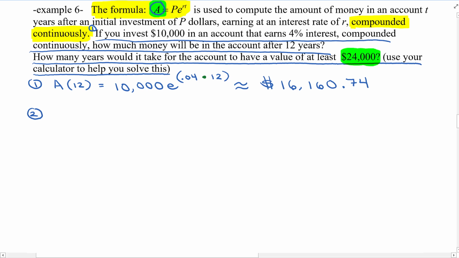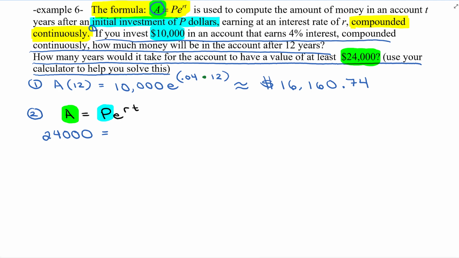I've highlighted in green the A in the formula A equals P times e raised to the rt, and I've highlighted the $24,000 in green as well, because that is the amount that we're looking for. We're looking for how many years it'll take, so we've got to replace the A with the 24,000. So I've written down the formula, highlighted the A in green, and instead of A, I've written 24,000. I've highlighted the P in blue, and I've highlighted the $10,000 in blue, which represents the initial investment of P dollars.